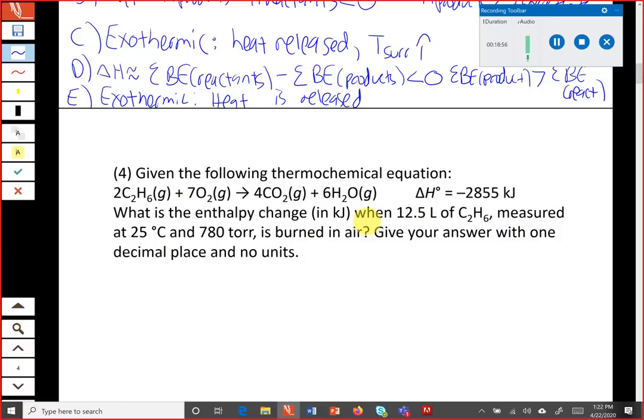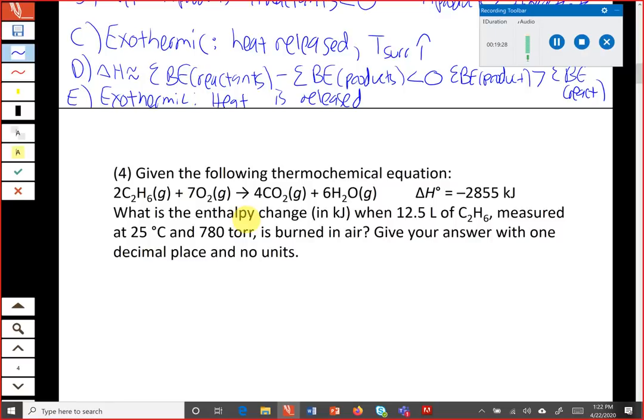So in a problem like this, what this thermochemical equation tells us is that if we burn 2 moles of C2H6, we're going to release 2,855 kilojoules of heat, or the delta H will be minus 2,855. We want to know what is delta H when we burn this much ethane, 12.5 liters, at a temperature of 25 Celsius and a pressure of 780 torr.